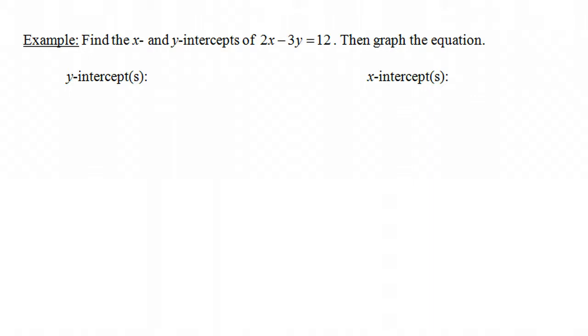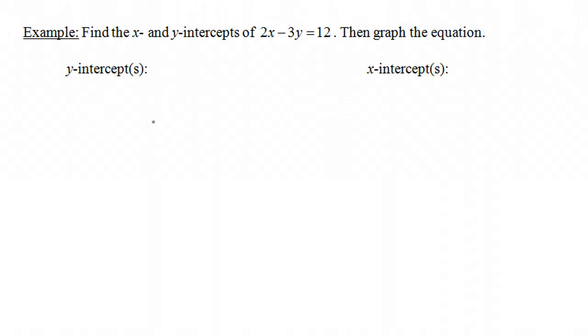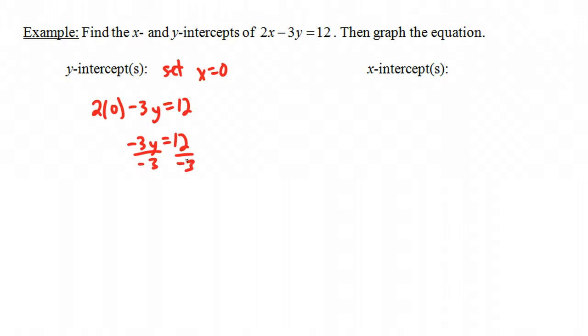Let's do another example. This one's a little simpler. It doesn't involve any factoring. Find the x and y-intercepts of the graph of 2x minus 3y equals 12. And then graph the equation. Okay, we'll just draw a quick sketch of the graph. To find the y-intercept, again, you have to set x equal to 0. And if we do that, we get 2 times 0 minus 3 times y is equal to 12. So 2 times 0 is 0. We have minus 3y is equal to 12. If we divide both sides by minus 3, we get y is equal to negative 4. Okay, so the y-intercept is negative 4.